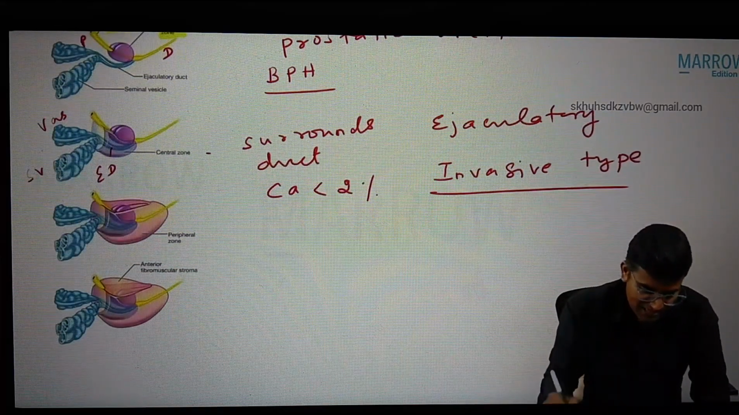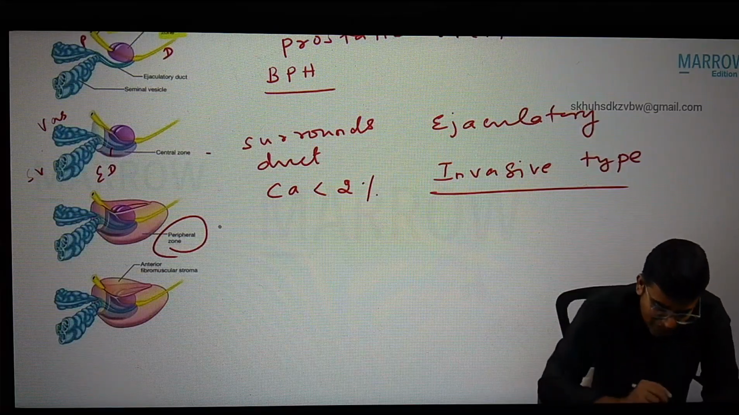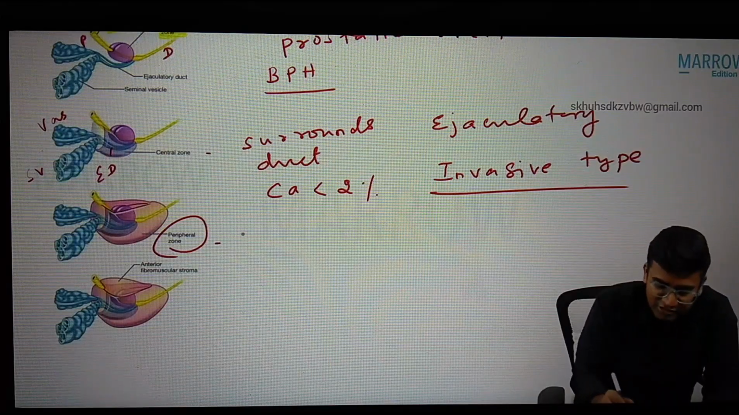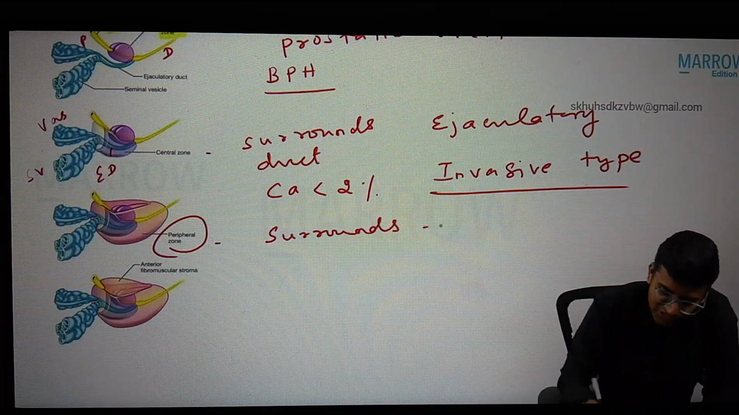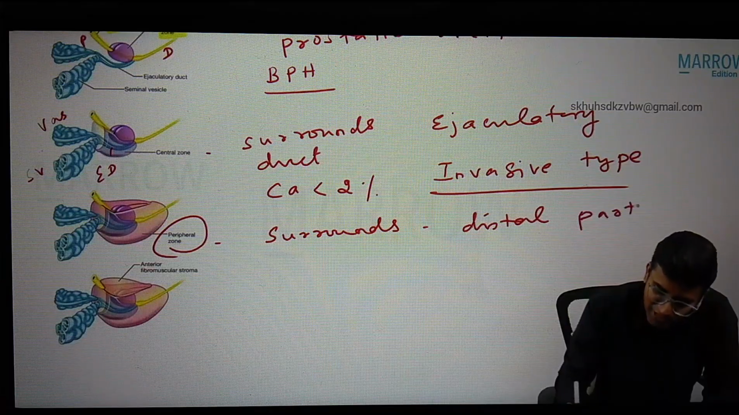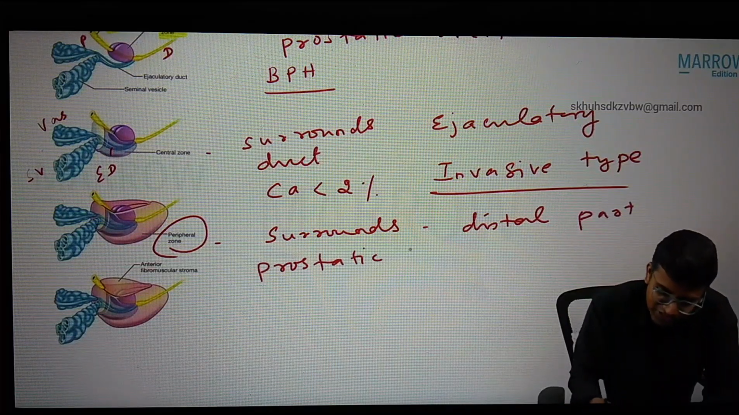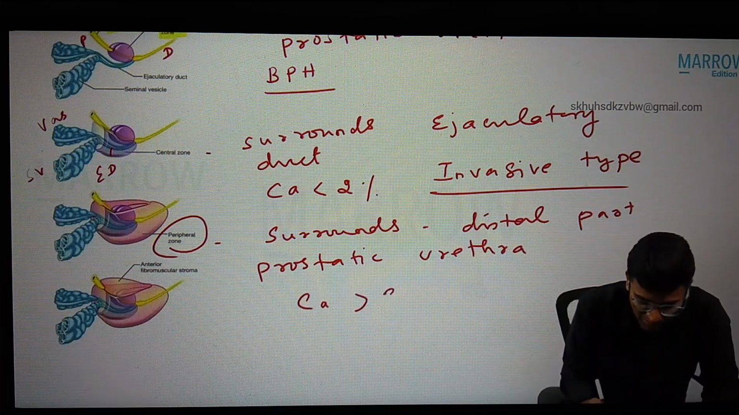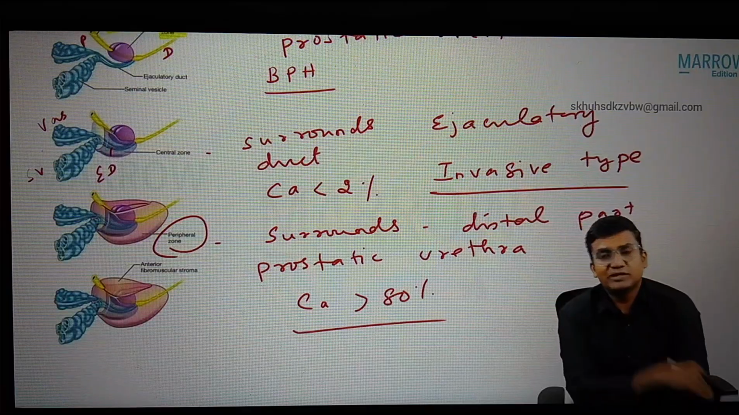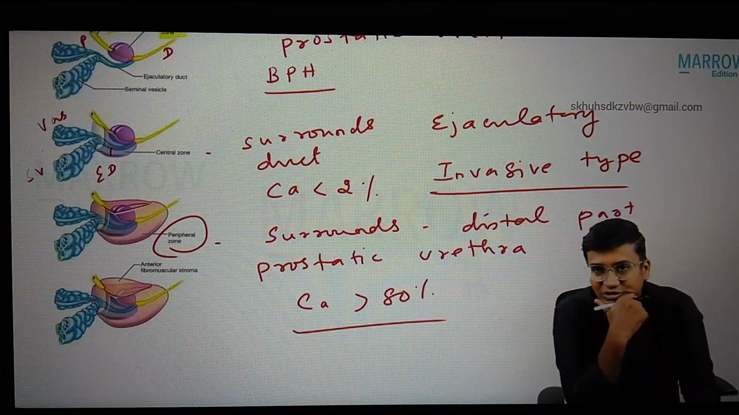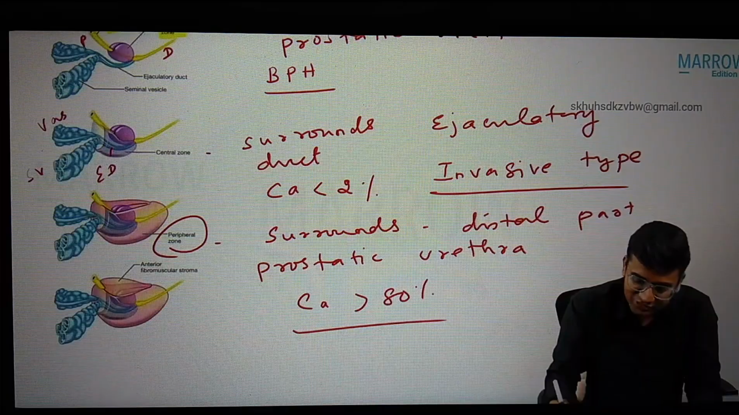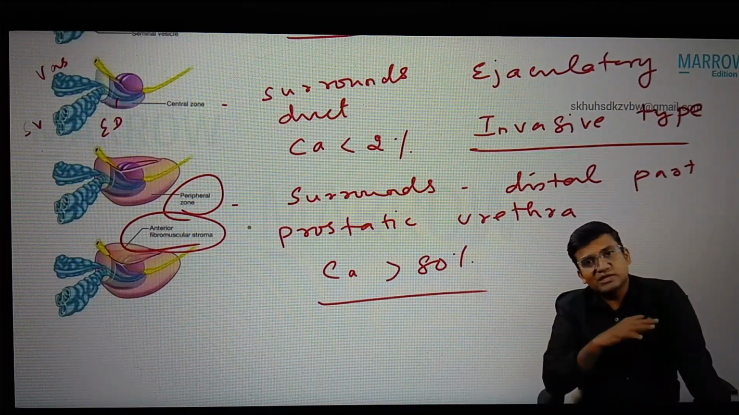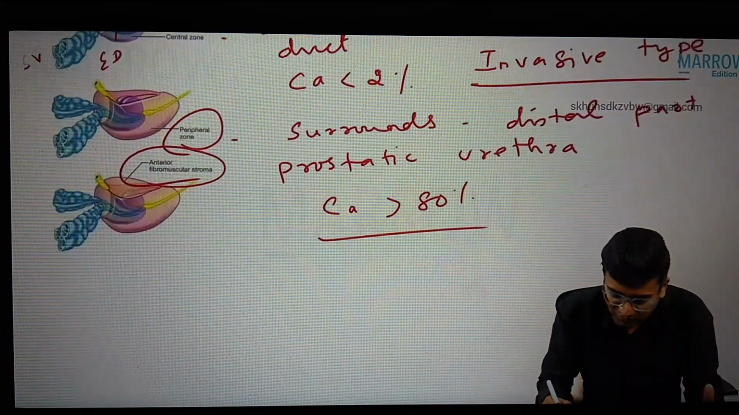Next one, peripheral zone. The peripheral zone is again surrounding the urethra, but not the proximal part, the distal part. So the peripheral zone of the prostate surrounds the distal part of the prostatic urethra. And carcinoma is more than 80% common here. More than 80% of carcinoma is seen in the peripheral zone only. That's all about the zones. We have one more zone, the anterior. I told you, there is no glandular part, and that is called the anterior fibromuscular stroma. These are the various zones of the prostate.